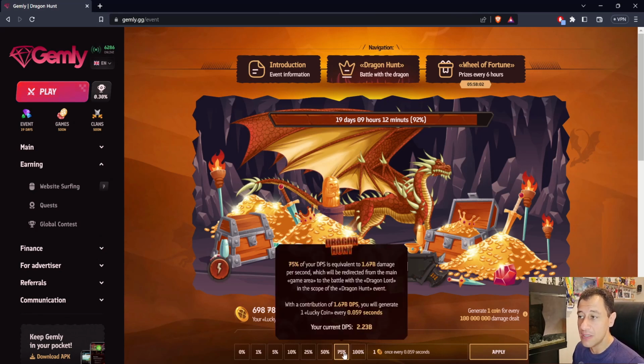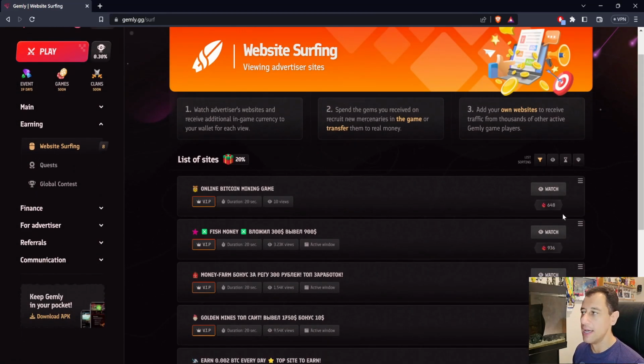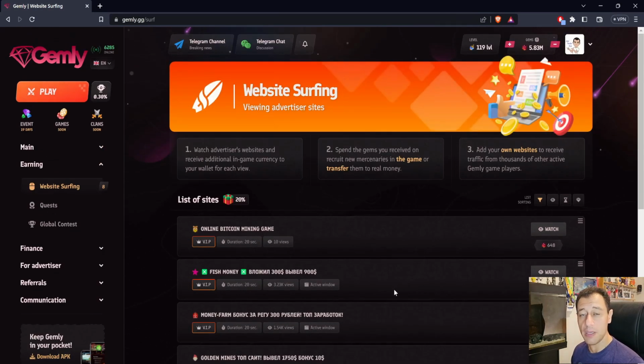If I had to remove this 75% of my current DPS, and had to remove it totally and just not take part in this Dragon Hunt event, then my total damage per second would be 2.23 billion, okay? Which is quite a significant amount, but I did invest quite a bit of money into this as well from my end. But again, you don't have to. It will just take you longer to build up the damage per second. But there are also other ways of earning gems, like, for example, website surfing here on the side. So you can earn quite a bit of gems as well and continue to build your army of mercenaries. Patience. Everything takes time and patience, okay?